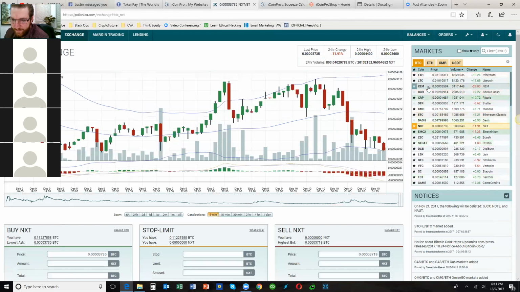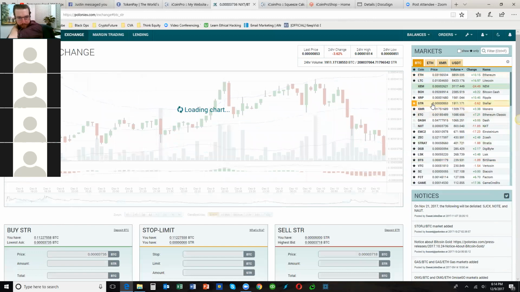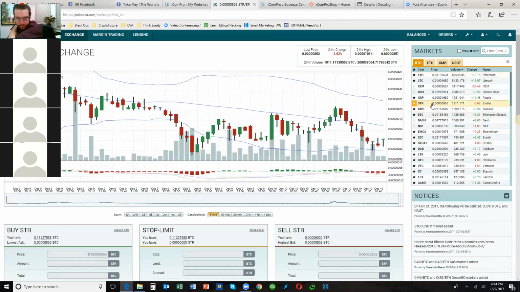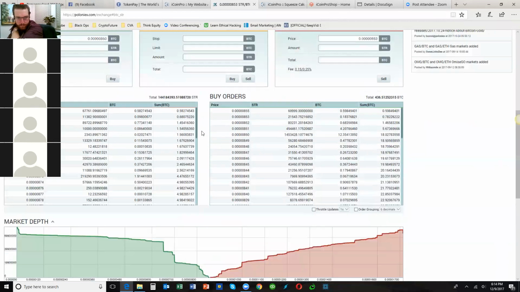Oh wow, Stellar's taking a nosedive right now. Where's that at? Stellar STR. It hasn't fully accounted for that lower cost yet, but the candlestick is doing a number on it.